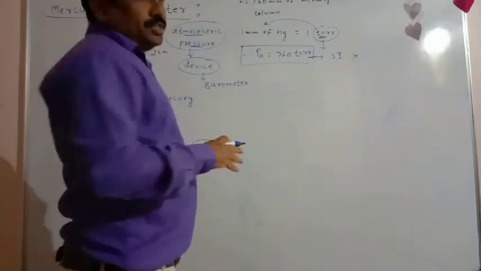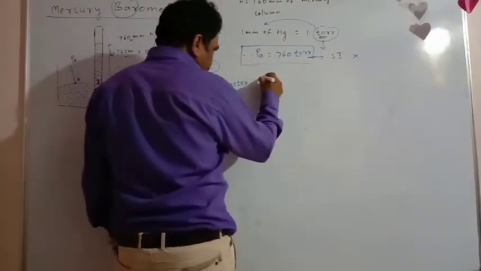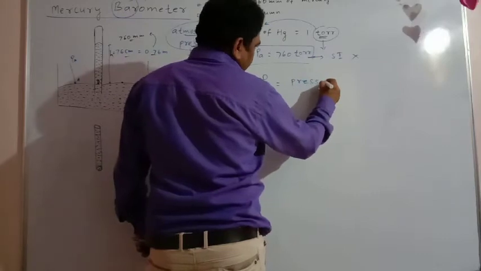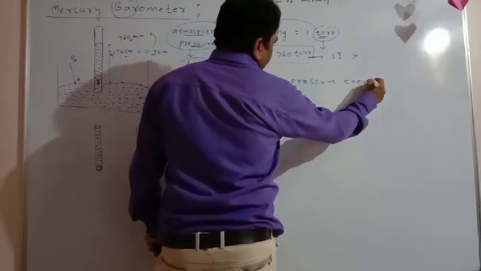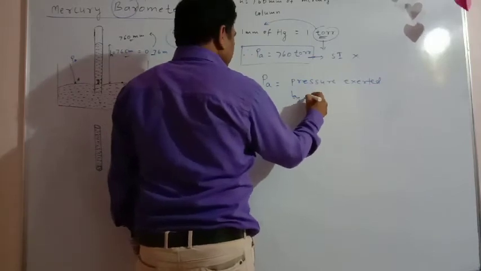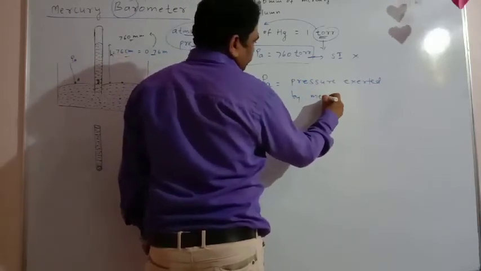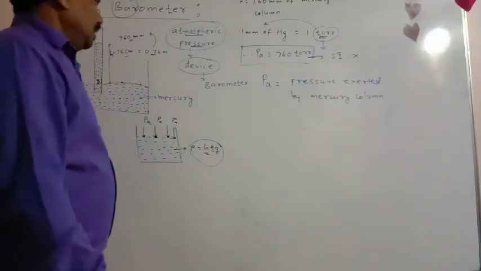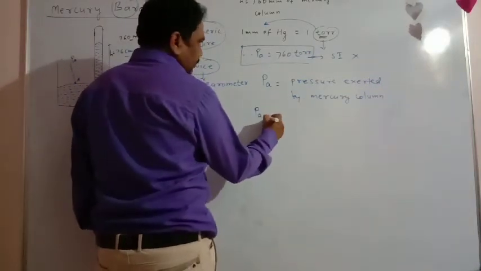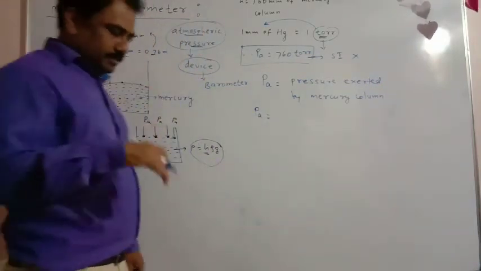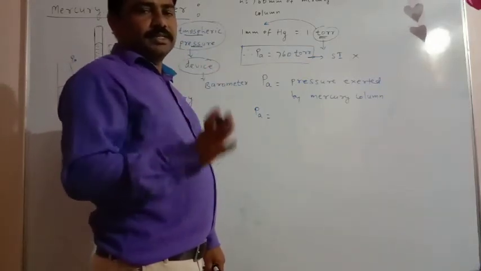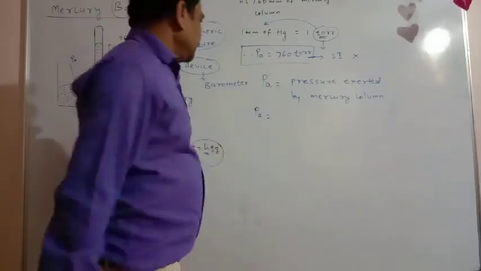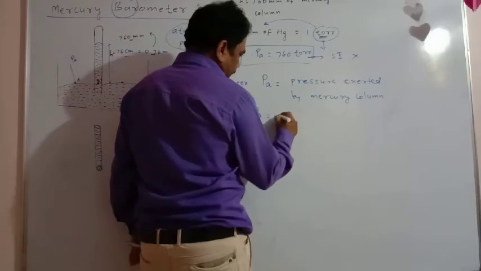To convert this into an SI unit, we should know that atmospheric pressure is equal to the pressure exerted by a liquid column, in the sense of the mercury column. Now the pressure exerted by the atmosphere, Pa, is equal to the pressure exerted by the liquid column, which we have seen in our previous videos. That is h, height, rho, density, g, acceleration due to gravity. So we can write h rho g.